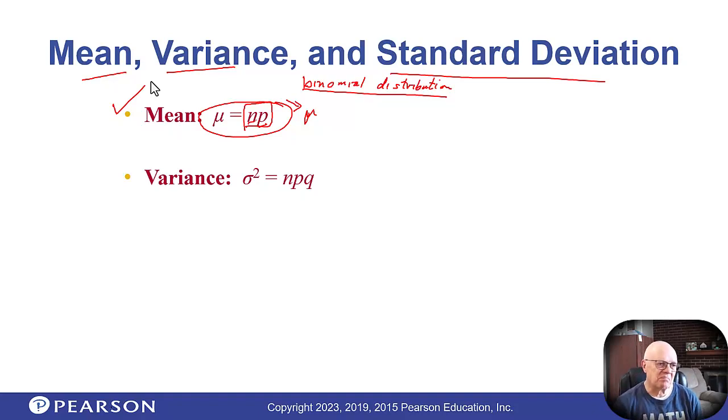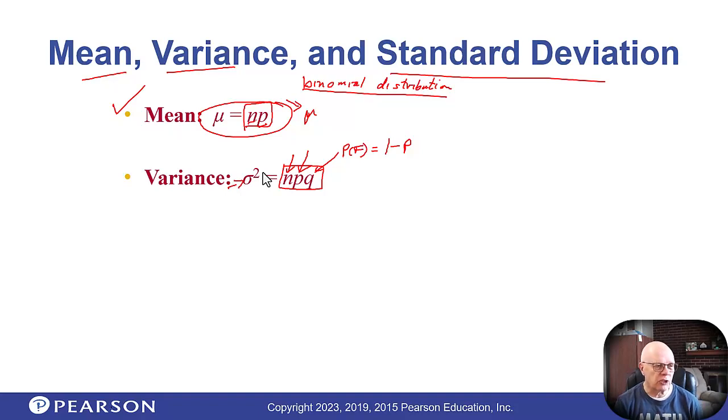Okay, the variance, not hard at all. n times p times q. You know what n is? That's the number of trials. p is the probability of success. q is the probability of failure, which you can easily find as 1 minus p. Multiply those three together, you get the variance.